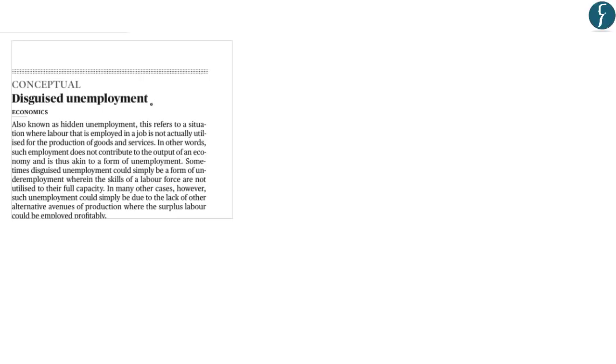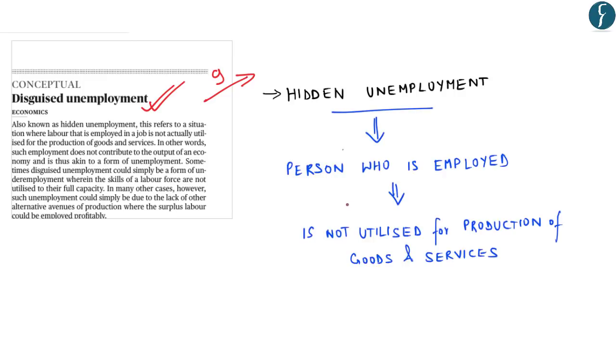The next news is about a concept known as disguised unemployment, and you can find this on page number 9. Now, this disguised unemployment is also at times referred to as hidden unemployment. Now, this is a kind of unemployment in which a person who is employed in any job is not utilized for the production of goods or services. In other words, such employment does not contribute to the output in an economy.